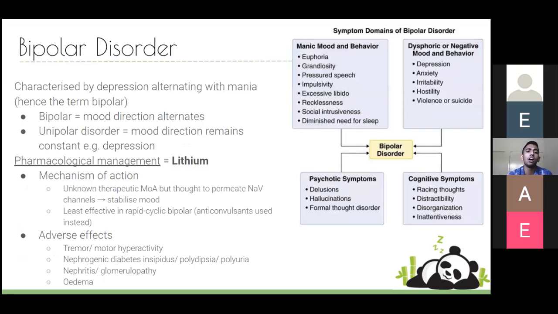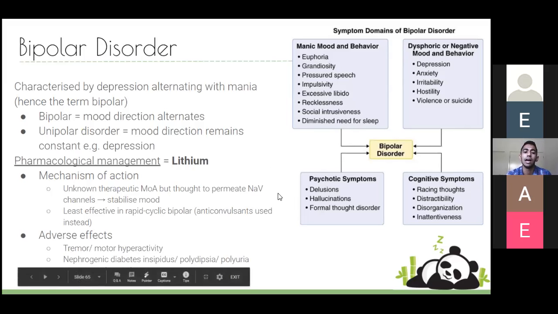Bipolar disorder. So while depression is a unipolar disorder where your mood is only in one direction, bipolar is where your mood alternates between mania and depression. So like crazy, like where are the symptoms? Yeah, euphoria, grandiosity, all that kind of stuff, and depression sort of symptoms. How do we treat that? We give them lithium because we think that it permeates their sodium channels, kind of blocks them and stops those channels from depolarizing, and that will stabilize their mood.